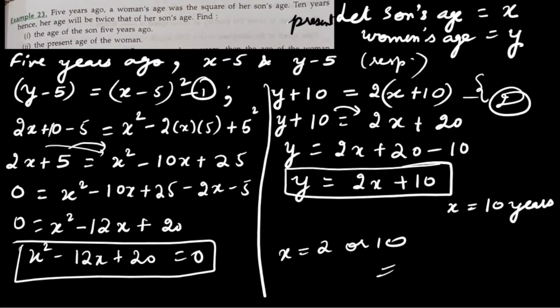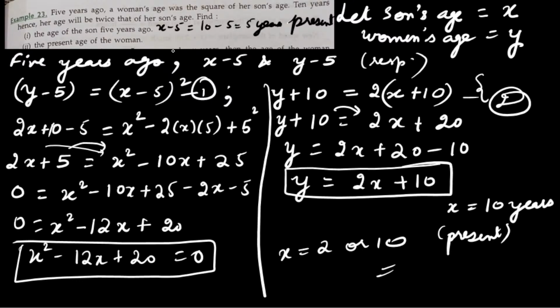This is the present age. 5 years ago, what will be the age? 5 years ago, x minus 5 is the age. So x minus 5 is the age. So that you have to write. We'll consider 10. So 10 minus 5 is equal to 5.